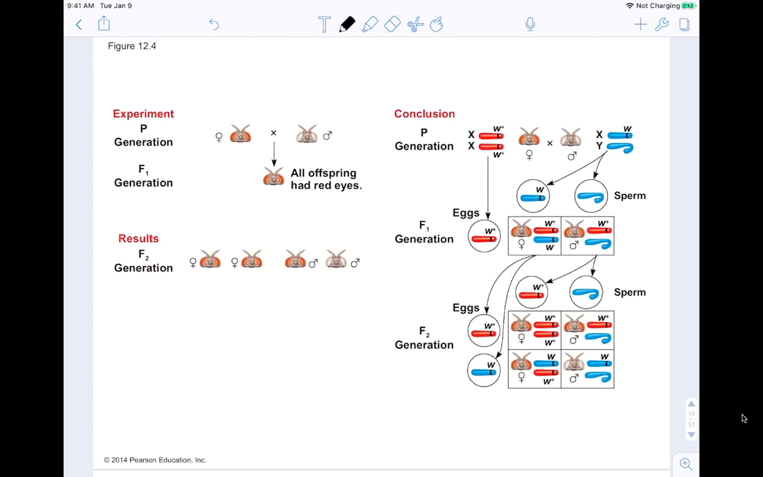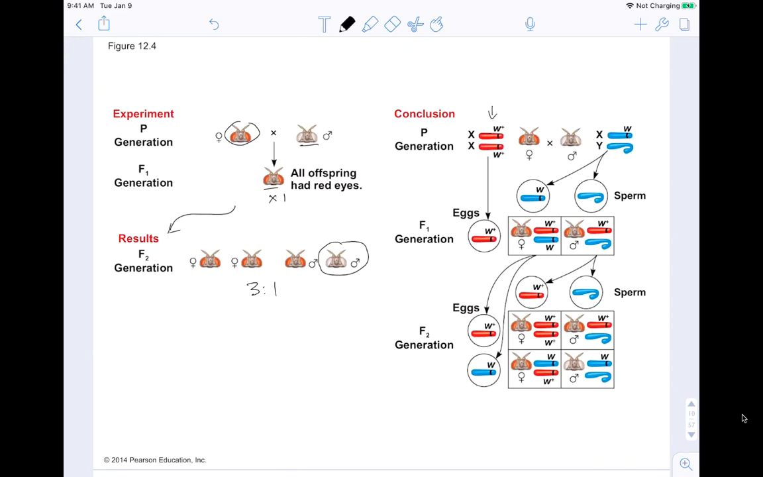Okay, so here's the experiment overall that we just talked about. So the experiment, the parental generation, you have your females having the wild type and your males with the mutant. All of their offspring had the red eyes. And then when you bred one of these with another one of these, then you ended up with the F2 generation, which gave you the classic 3-to-1 phenotypic ratio. But notice here that we have a male that has white eyes, which is an indication that this is perhaps a sex-linked trait.